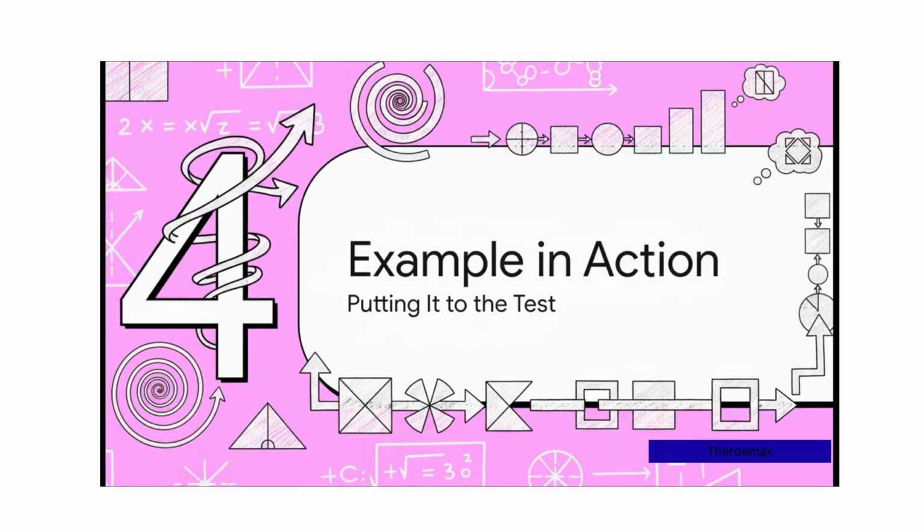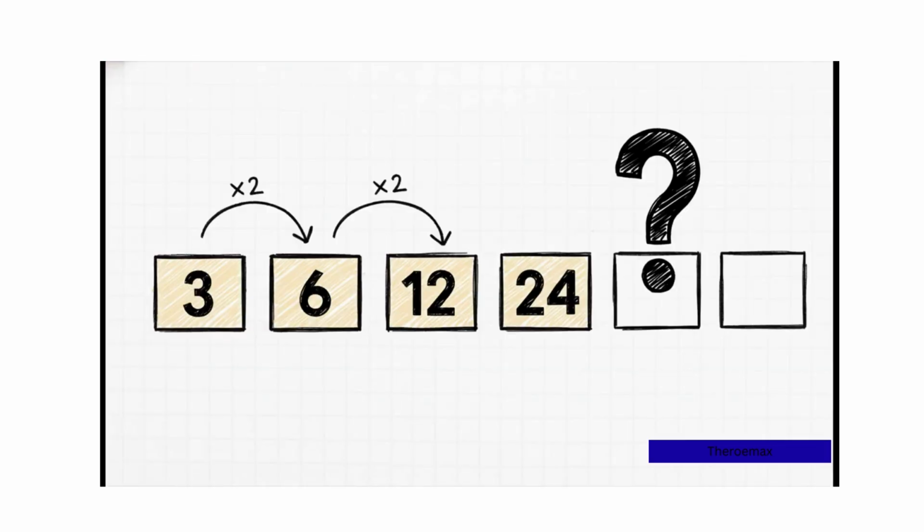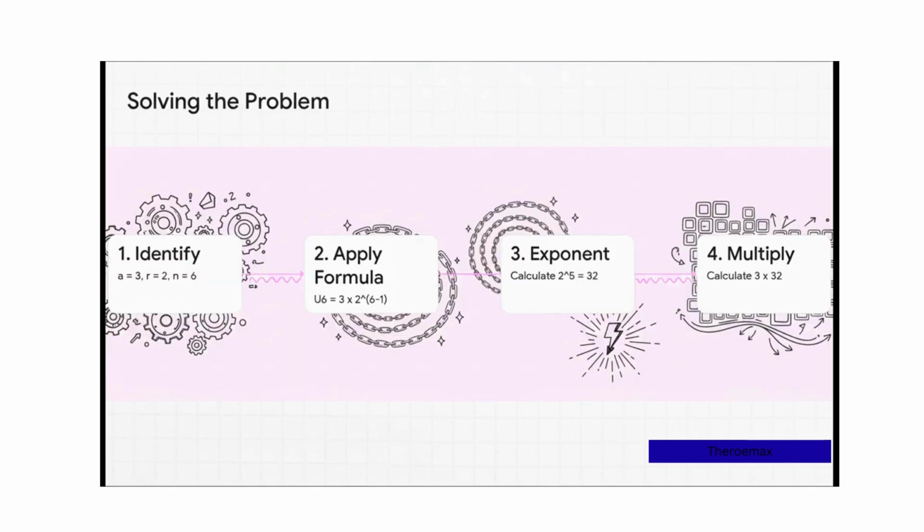All right, that's enough theory. Let's actually put this formula to the test and see how it works with a real-world problem. So here's our problem. We've got a sequence, 3, 6, 12, 24. You can see pretty easily that it's just doubling each time. Our mission is to find the 6th term in this sequence. And instead of just doing it in our heads, we're going to use the formula. Okay, let's plug in what we know. Our first term, A, is 3. The common ratio, R, what we multiply by, is 2. And the term we're looking for, N, is 6.